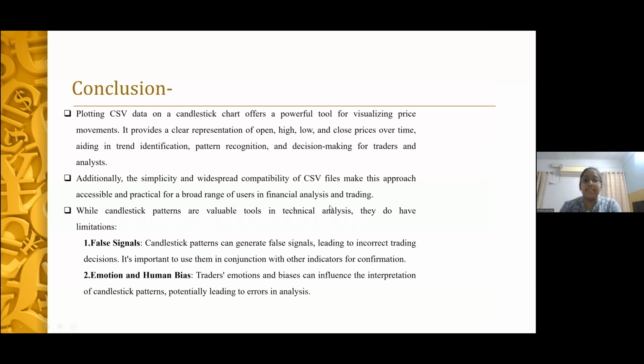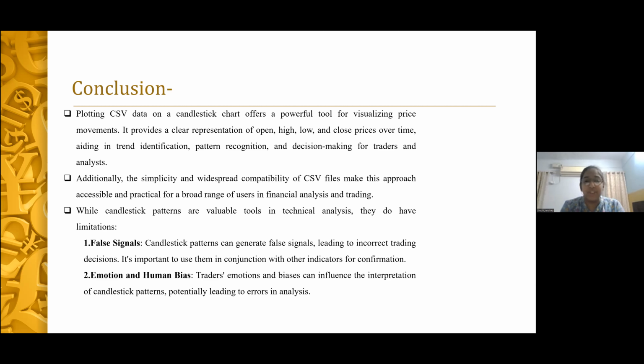So what is the conclusion? That plotting CSV data on a candlestick chart surely offers a powerful tool for visualizing price movements. It provides a clear representation of open, high, low, and close prices over time, which helps in trend identification, pattern recognition, and decision making for traders. Additionally, the simplicity and widespread compatibility of CSV files makes this approach accessible and practical for a broad range of users in financial analysis and trading.